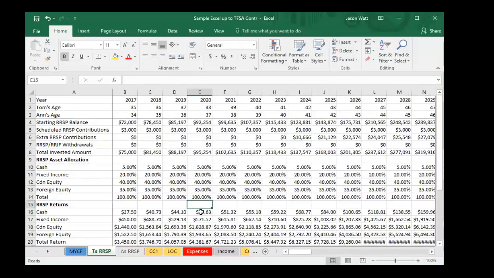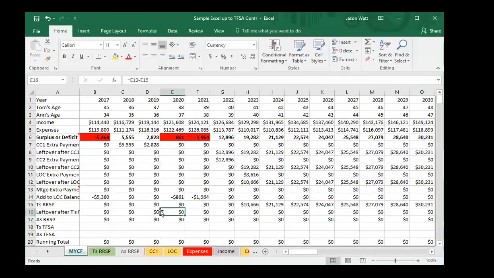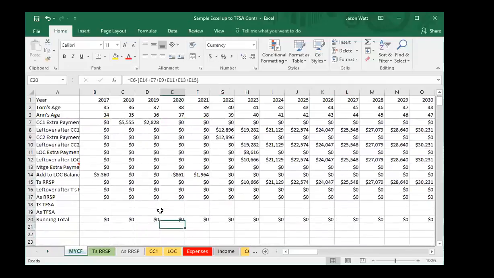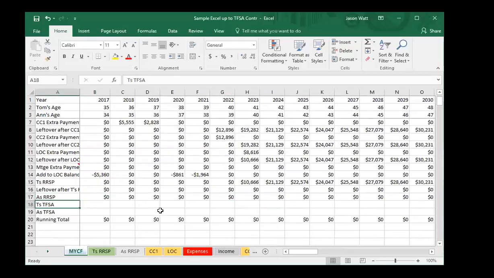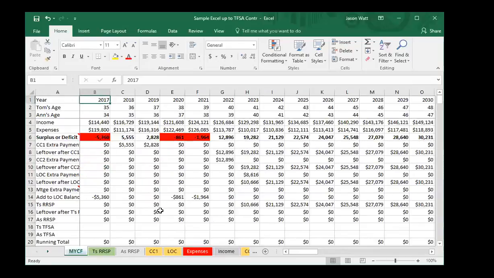So we're contributing to Tom's RSP, we're contributing to Ann's RSP, and we have money in both accounts. Now, in this case, we're not going to have any extra dollars left over for the TFSA. Again, you might want to build a formula into the TFSA where you say, hey, when the debt is paid off, we're going to increase the scheduled rate of TFSA contributions. And I'm going to show you how to do that.